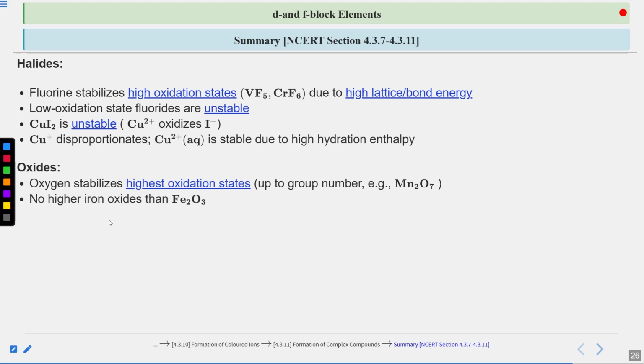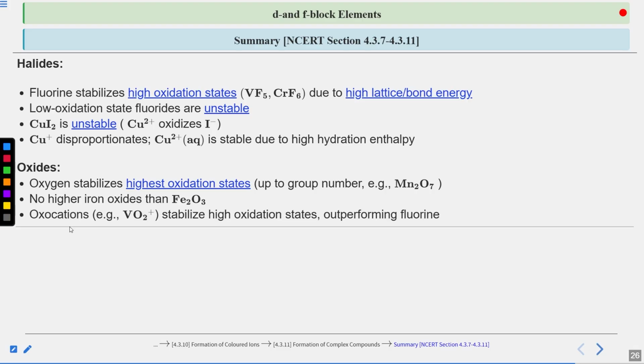No higher iron oxides than Fe2O3 are observed, because if ferrate forms, where Fe is going to be +6, it is going to be unstable and convert to oxygen and Fe2O3. Oxocations stabilize the higher oxidation states, outperforming fluorine. For example, VO2+ where vanadium is in +5, the highest oxidation state.